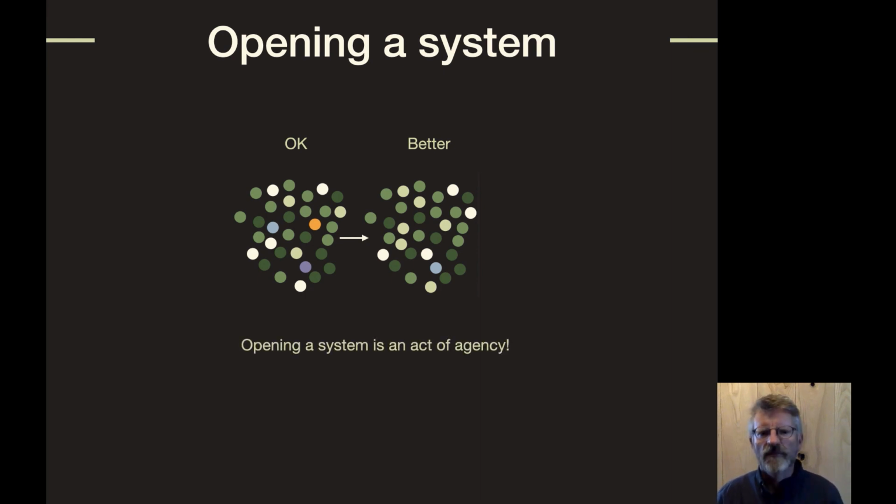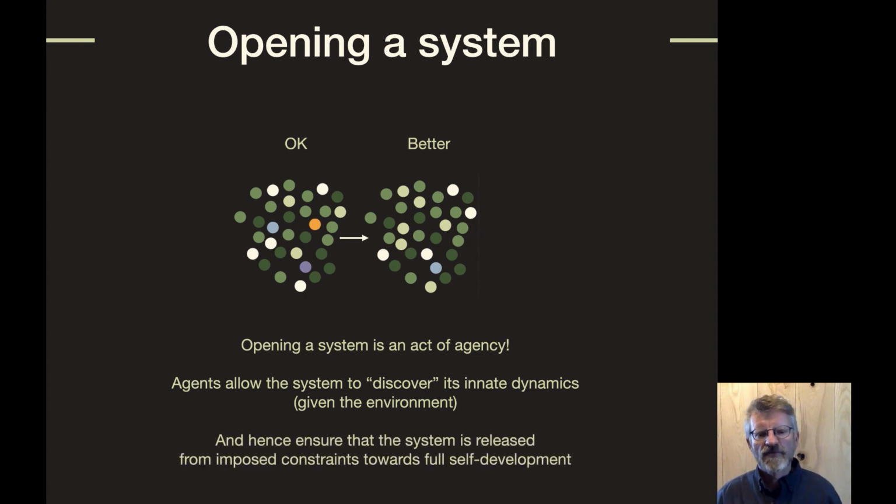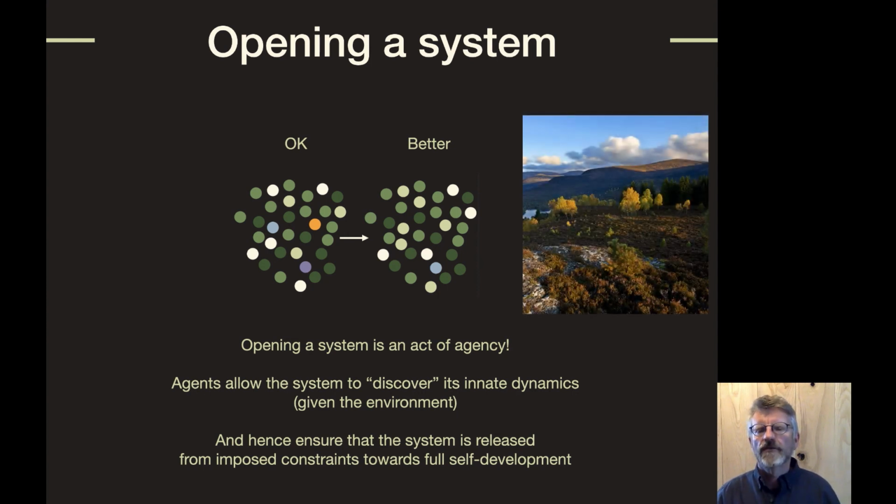And that also is an act of agency. It is an act of agency because agents then allow the system, either other agents or whatever, to discover its innate dynamics, also still embedded in the environment. So it is about releasing systems from imposed constraints, and so to allow full self-development. And this is the picture that you would then expect: full self-development given an environment. And so this is not an environment in which so much is living, but in all kinds of places where something can live, there is something.